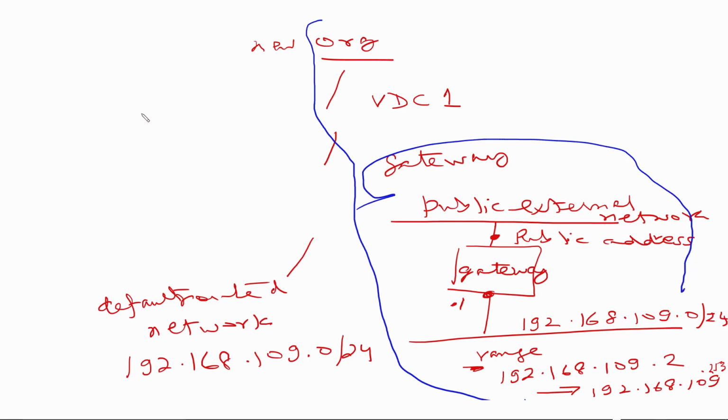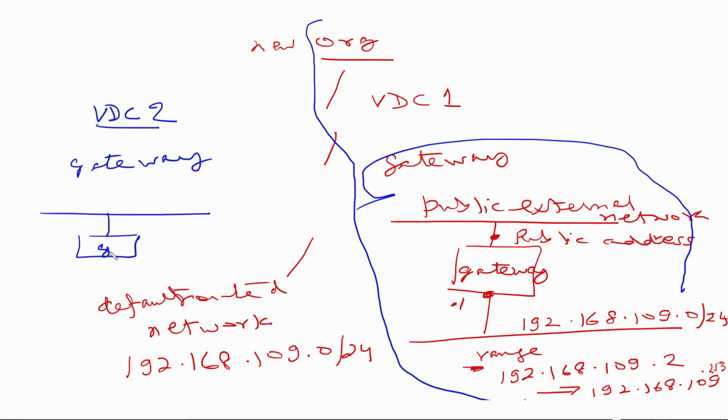When you create a new VDC, let's just call it VDC2, initially the same thing happens. You get a gateway, and you get the public external network, right? You get your gateway, and then you get your routed network. And it also has the same 192.168.109.0/24 network. They are in separate VDCs, and this public IP is different. So this is public IP number 2.